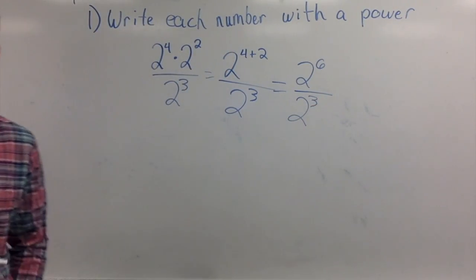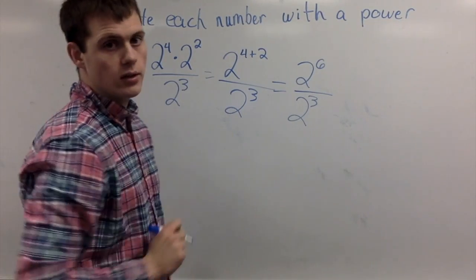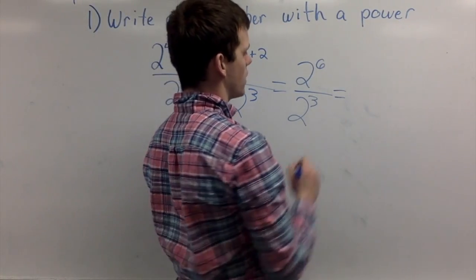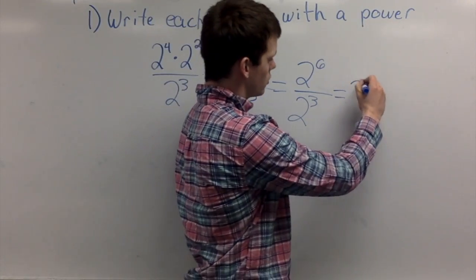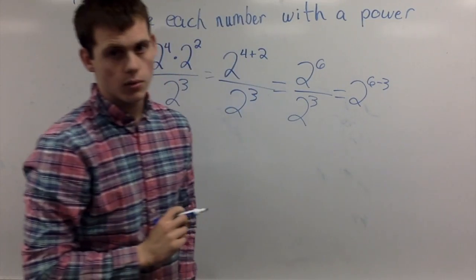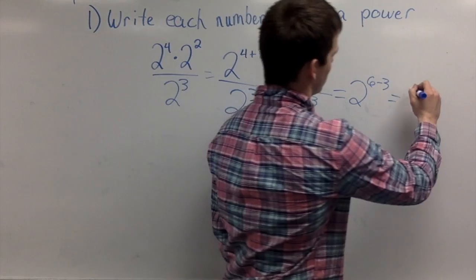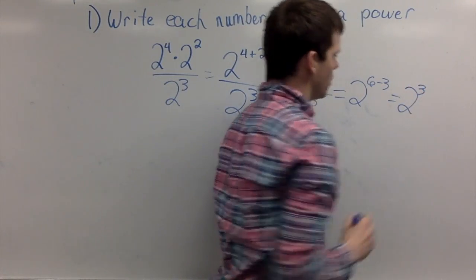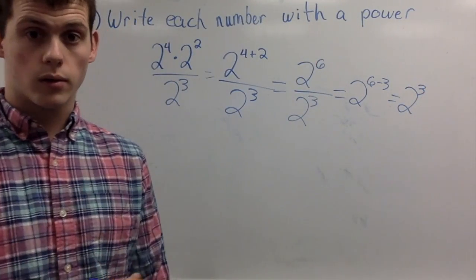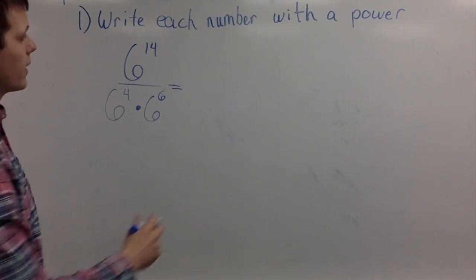2 to the 3rd. So now we're back to our quotient of powers, which we just practiced. So that's equal to 2 to the 6 minus 3, which is then equal to 2 to the 3rd. So this is the exact same type of problem, only we do the multiplication on the bottom.